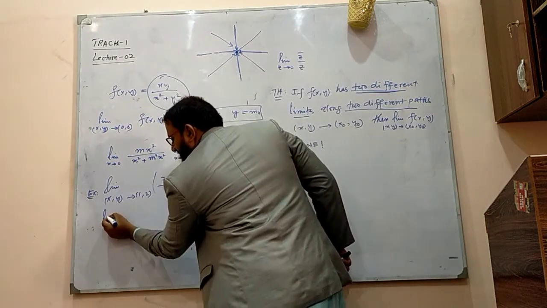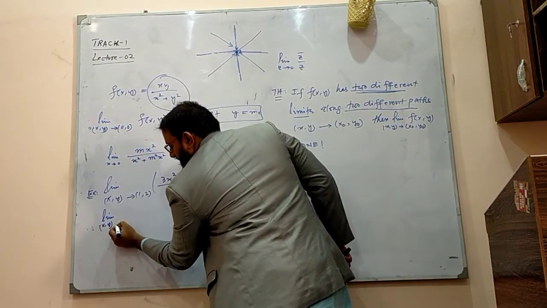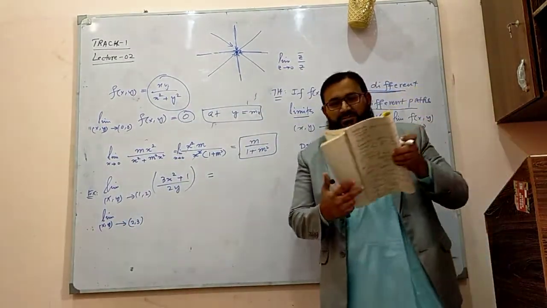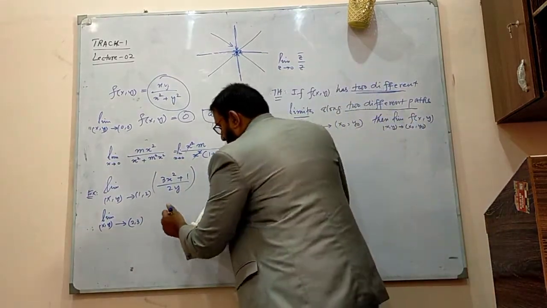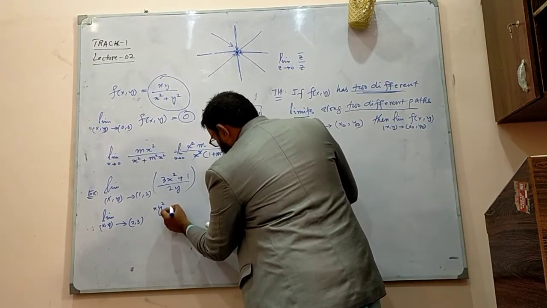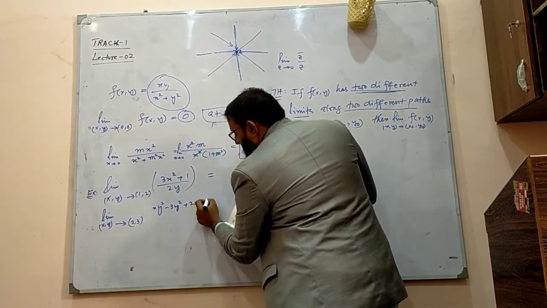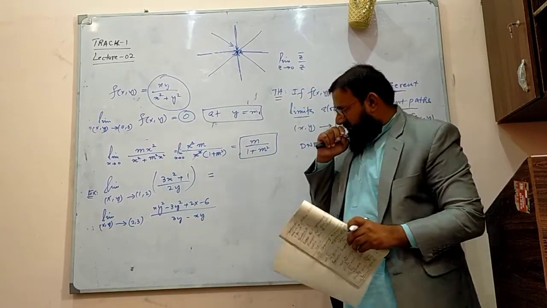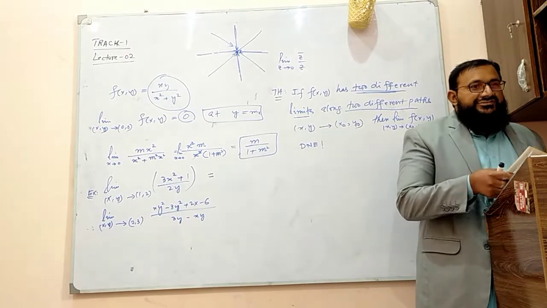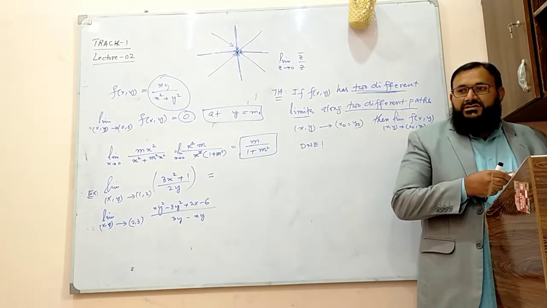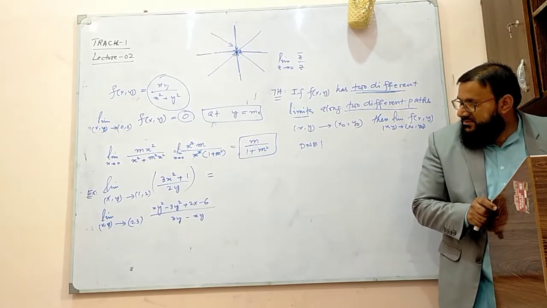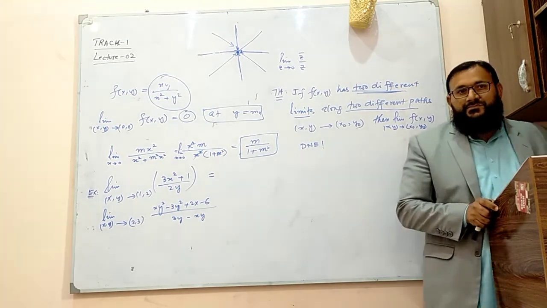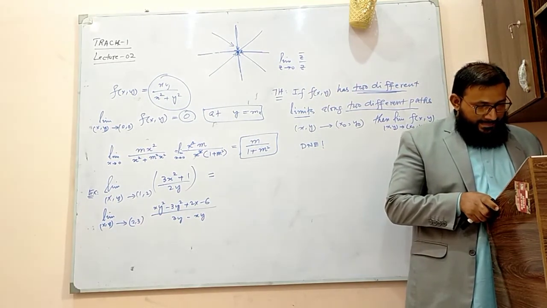What about this? Limit x, y tends to 3, 2 of x y square minus 3y square plus 2x minus 6 divided by 3y minus 6. First, you have to check whether you can put the values directly or not.